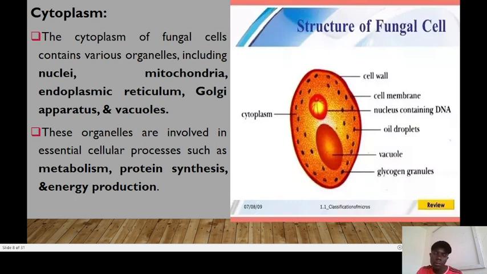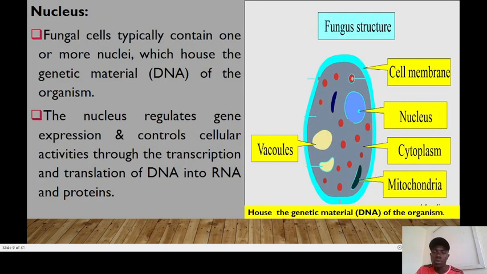So if you want to kill the fungi, you could interfere in some of these key processes, and in this case we could be taking care of this infection. The other part is the nucleus. Fungal cells typically contain one or more nuclei, and the nucleus is the one that normally houses the genetic material, the DNA of the organism. So if you interfere with the nuclei, of course, the DNA, there will be no replication. Generally, the nucleus regulates gene expression and controls cell activities through the transcription and translation of the DNA into RNA and proteins.